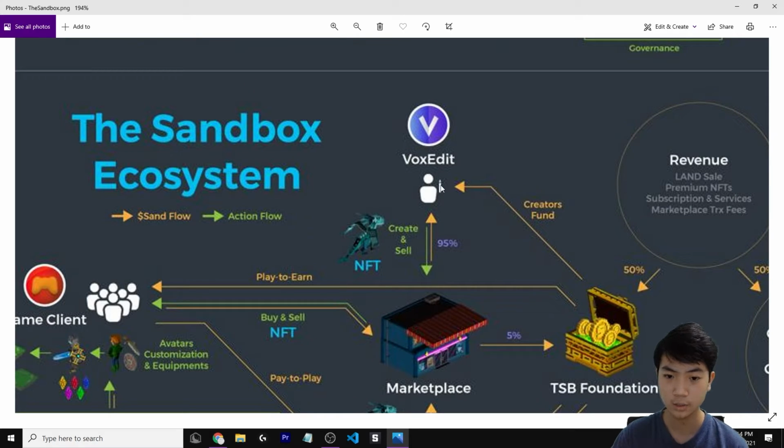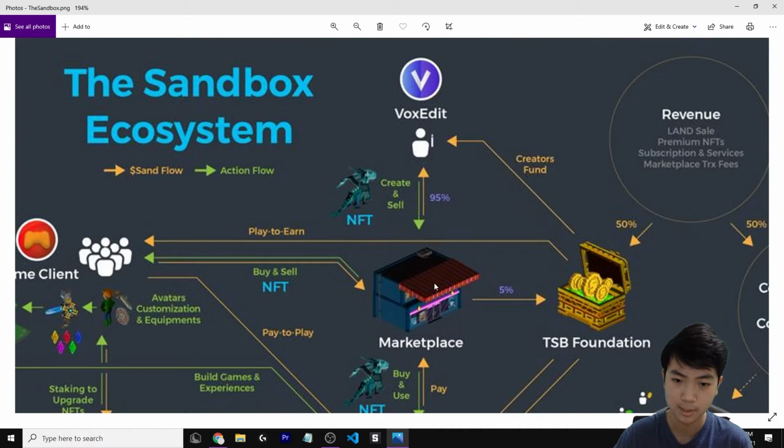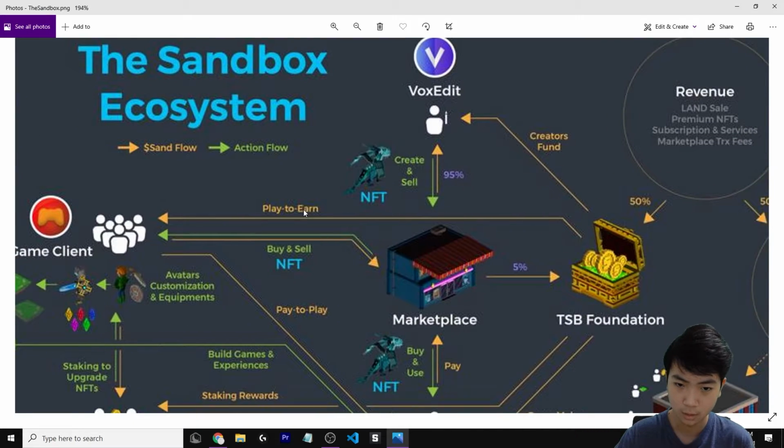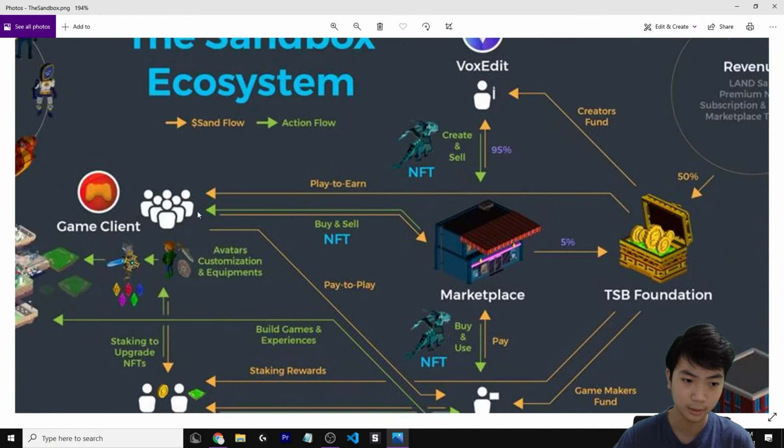The Voxel editors are 3D artists that just create NFTs or 3D models, and they can create some animations with it too, and they will create it and sell it to the marketplace. Once somebody buys it, they'll get 95% of the profit, and the rest 5% will go to the Tsp Foundation, which is the treasury. And then the treasury will pay the Voxel editors for the work that they have done.